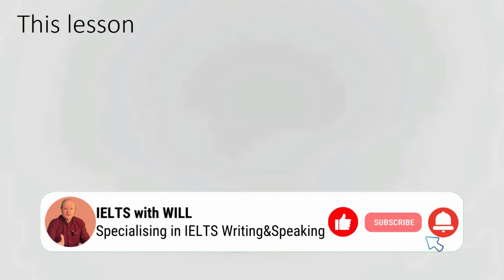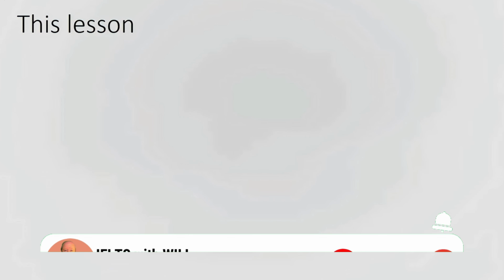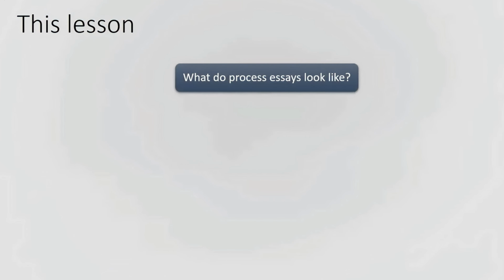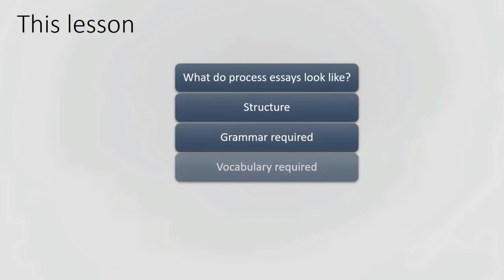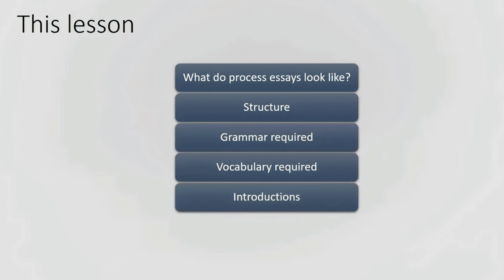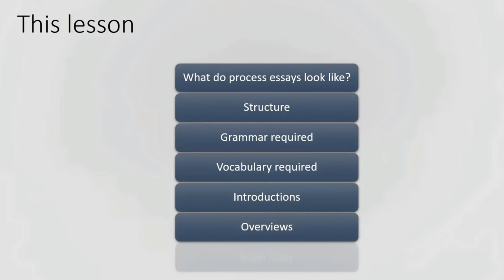Today we're going to look at another writing task 1 type of essay. Let's look at process essays. Well, let's go. So in this lesson, we will first consider what process essays look like. Then we'll look at the structure, the grammar required, the vocabulary required, introductions, overviews, and of course, the main body of your writing. First of all, let's look at the kind of process essay.